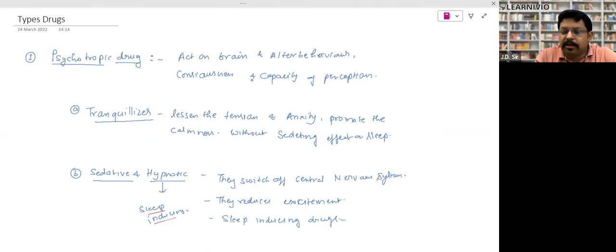Anything which triggers your nervous system is called a drug. That's it. Even tea is a drug. Tea has a compound, theanine, which activates our nervous system and makes us active. In coffee, there is caffeine. It makes us alert. It activates our central nervous system, meaning the brain. So that is also a drug. There are certain categories of drugs.